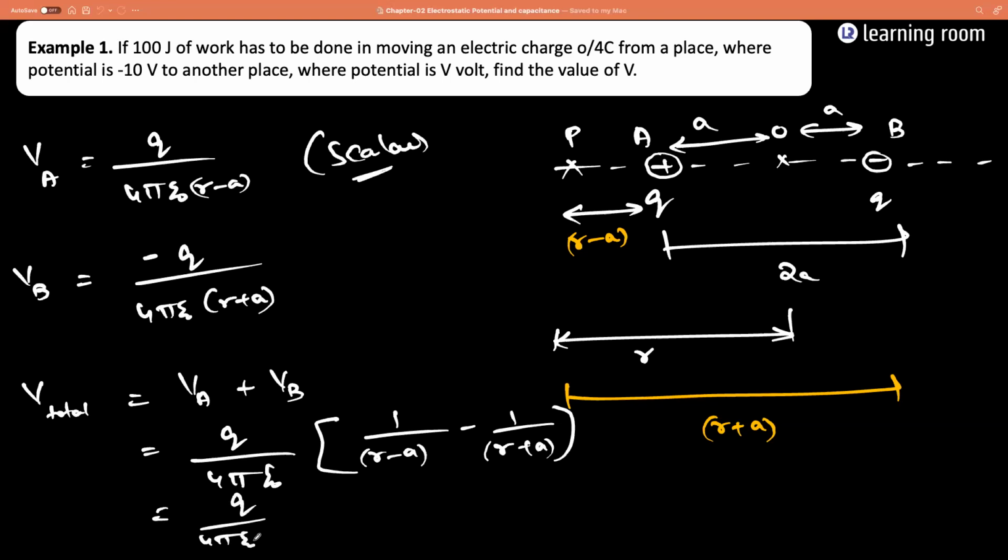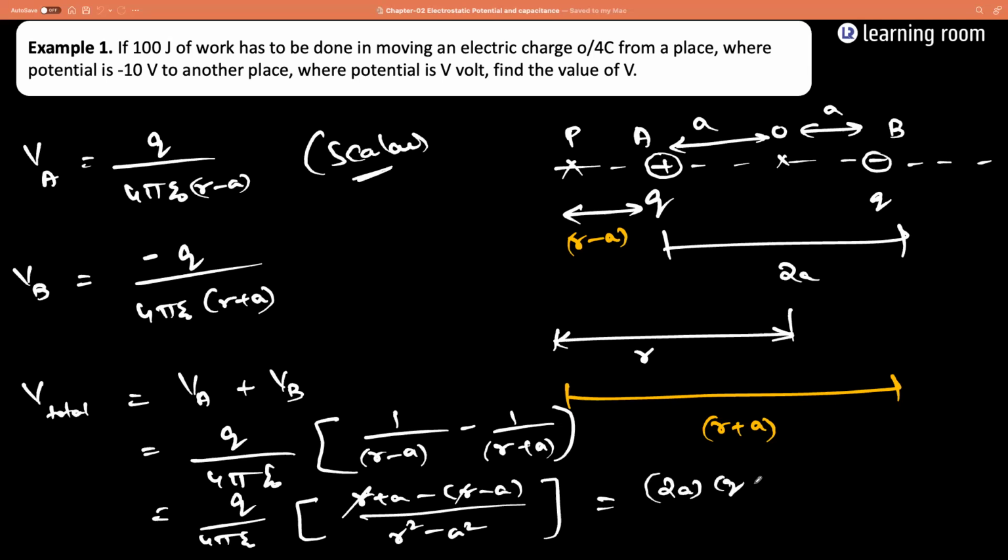Q divided by 4 pi epsilon naught into, you will take LCM. When you take LCM, R plus A minus of R minus A divided by R square minus A square. R and R will get cancelled. What will you have? You will have 2A into Q divided by 4 pi epsilon naught into R square minus A square. So with respect to a dipole, R square minus A square is always approximated to R square. So what is this 2A into Q? Dipole moment. So P divided by 4 pi epsilon naught R square. Am I right? Yes, sir. That's the answer.